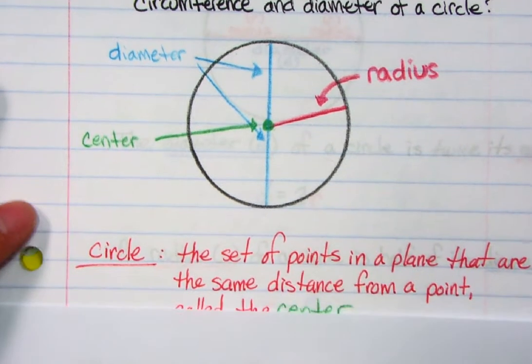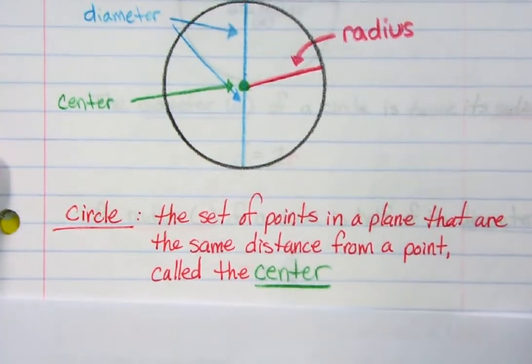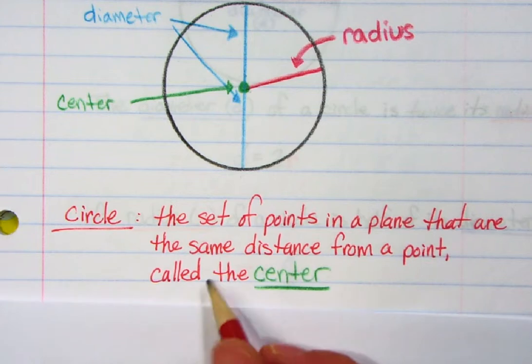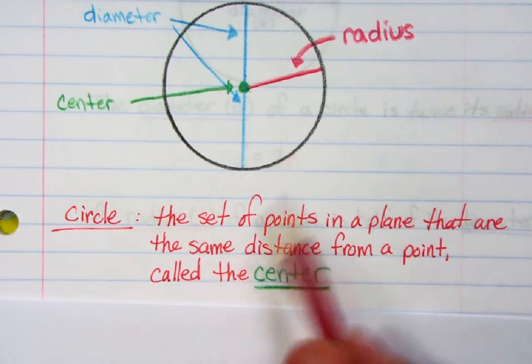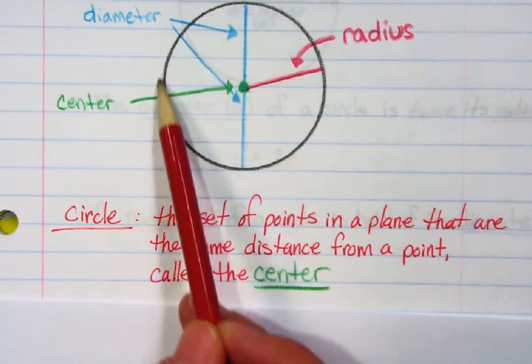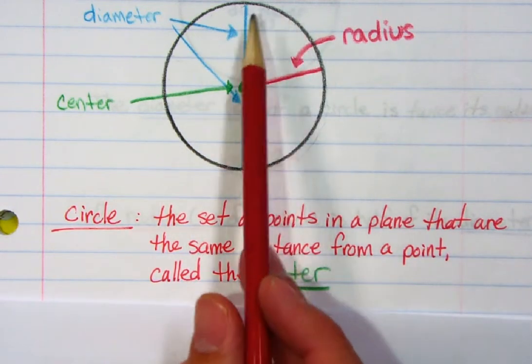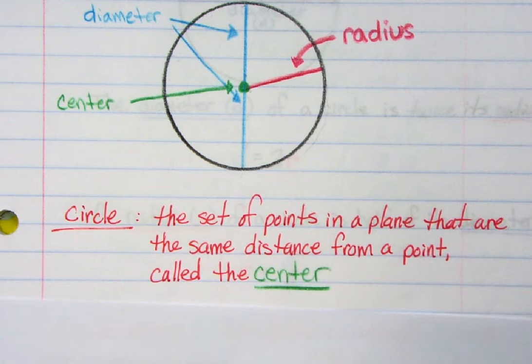First one is a circle. A circle is a set of points in a plane that are the same distance from a point called the center. So all these points that are on this black line here are the same distance from the center point.